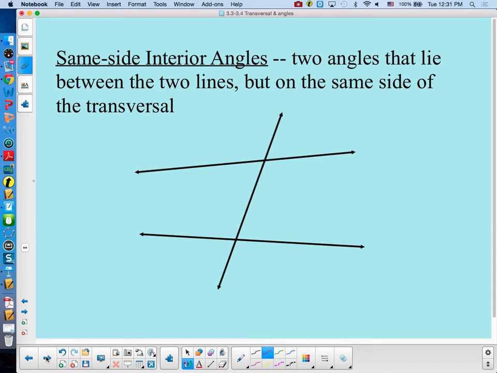Between the two lines. So I'm going to put a 1 here, and then the one that goes with it is on the same side of the transversal. So down below here on the same side of the transversal would be angle 2. And then another pair. If I put the 1 on the right side of the transversal, then the 2 is on the right side of the transversal also. Interior because it's between the two lines.